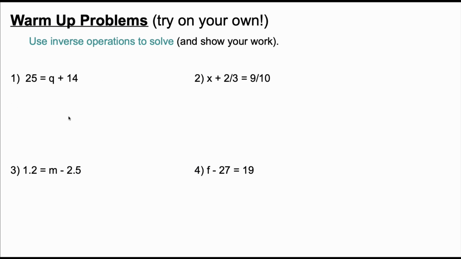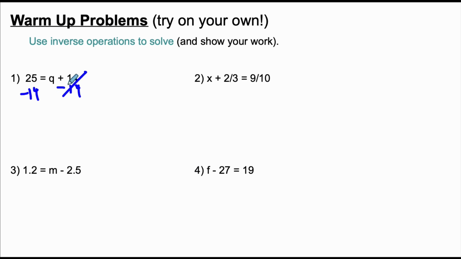All right, so let's just go through one by one. It says use inverse operations to solve. Okay, so inverse of addition I know is subtraction, so to solve this I am subtracting 14 from both sides because I know that whatever I do to one side of the equation I have to do to the other to keep it balanced like a scale.